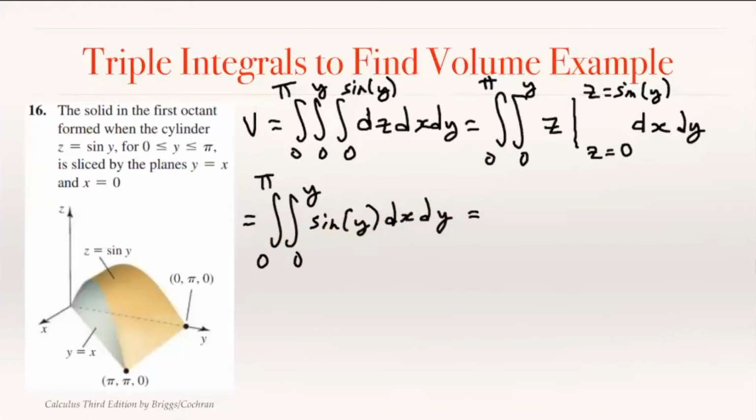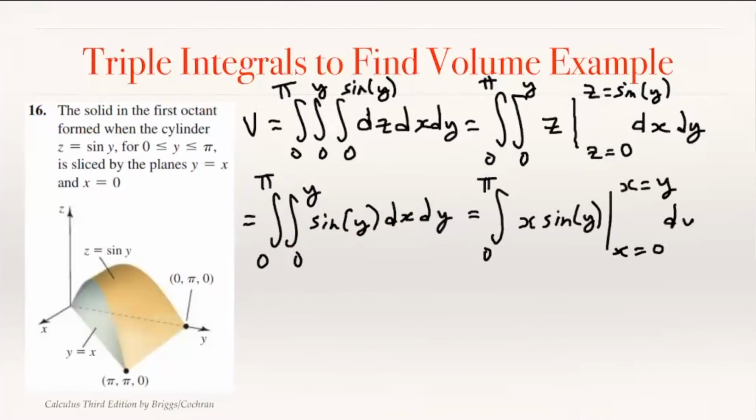The integral of sine of y dx, well, y and thus sine of y are constant relative to x, so that's integrating a constant dx, and we have x times sine of y evaluated between x equals 0 and x equals y. Okay, well, again, at 0 it goes away, so we just have y times sine of y after evaluating that difference. So this becomes the integral from 0 to pi of y sine of y dy.